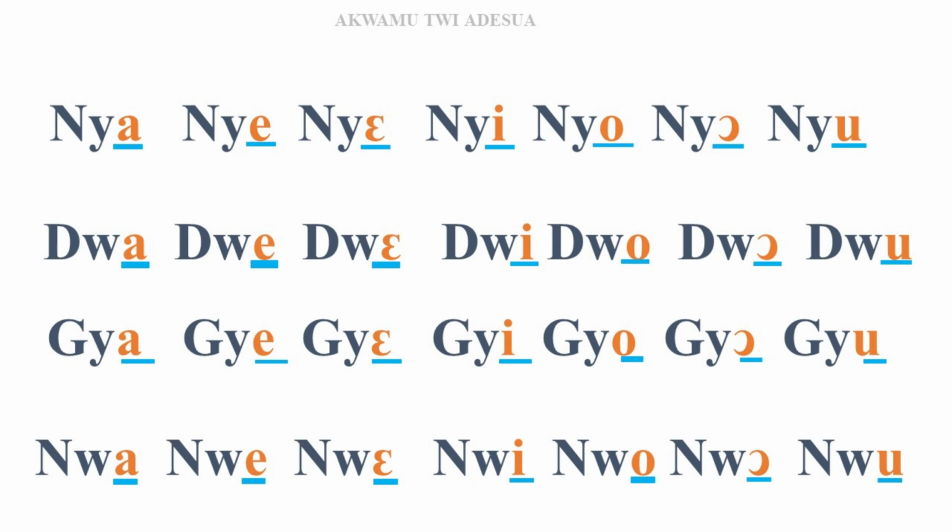Now we are also looking at the special sound, which is the DW, which is the D and then the W. When you introduce the vowel sounds to it, let us look at how they will also sound.